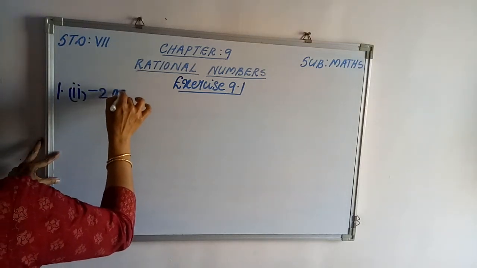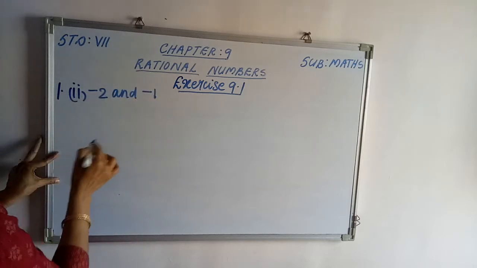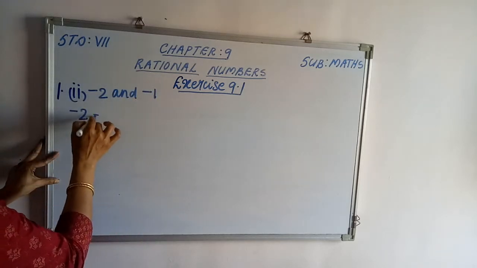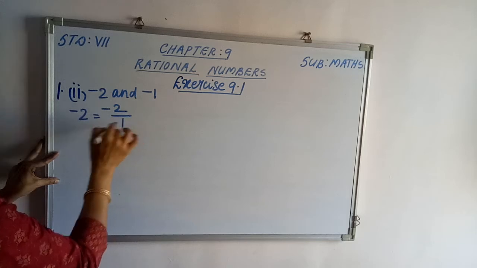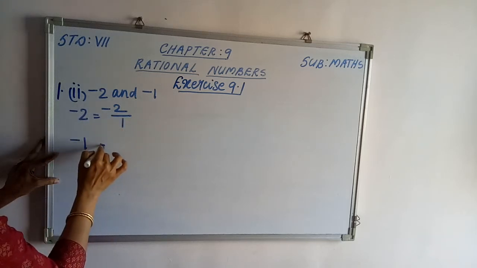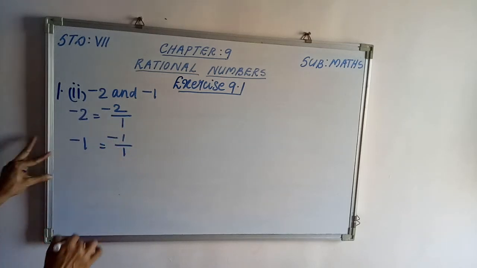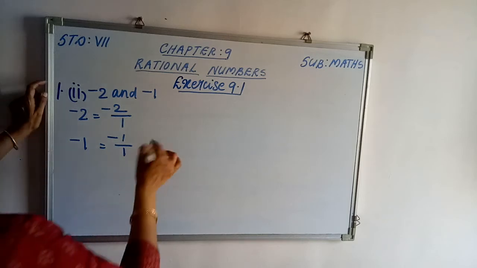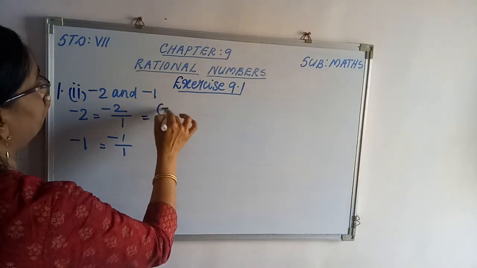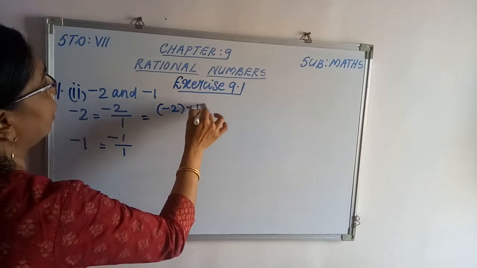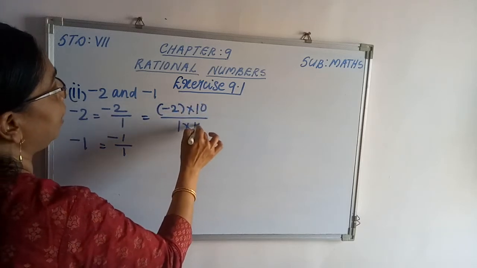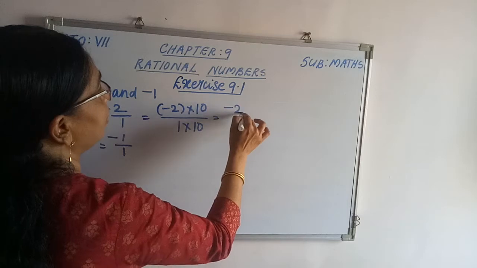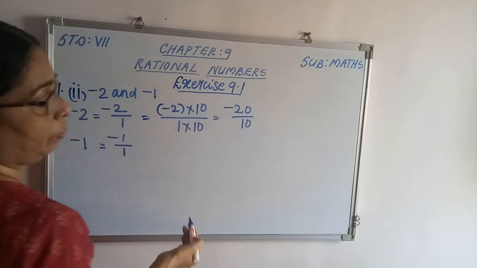Minus 2 and minus 1. Okay. So minus 2 can be written as minus 2 upon 1. Then minus 1 can be written as minus 1 upon 1. Now do one thing. Multiply both numerator and denominator with 10. So here we will get minus 2 into 10 upon 1 into 10. We get minus 20 upon 10.